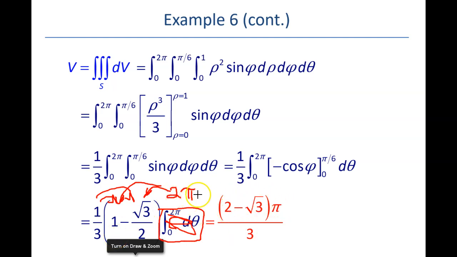And then when I distribute the 2 pi in, I'll have a 2 pi minus, and this guy right here would be 2 pi square root of 3 over 2, so the 2's would cancel, and then a 3 that comes in from that. So I'd have square root of 3 over 3 times pi, and it simplifies to this. So 2 minus the square root of 3 over 3 times pi is our volume.